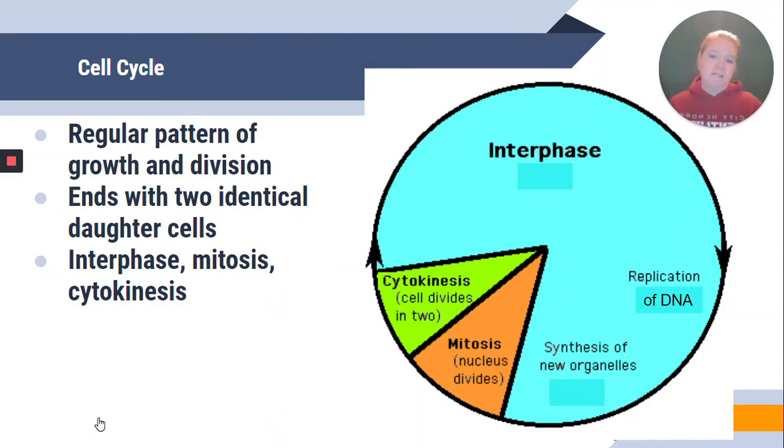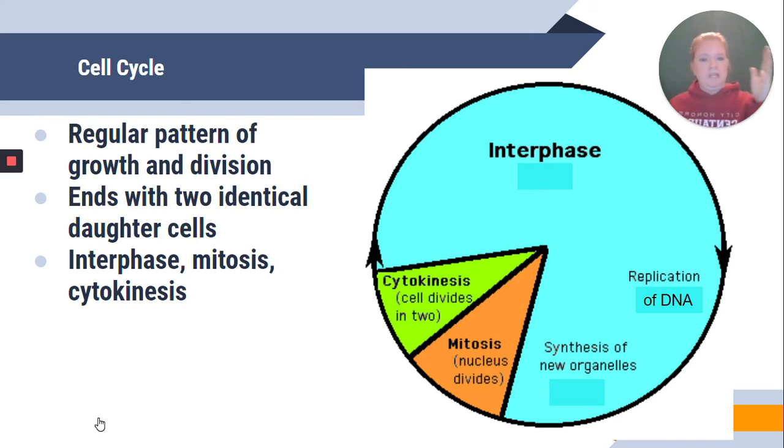So here's the cell cycle. This is one visual to show you. The cell cycle, represented by this whole circle, is a regular pattern of growth and division. It ends with 2 identical daughter cells, and it has 3 parts: interphase, mitosis, and cytokinesis. Interphase, you notice, is the biggest chunk.